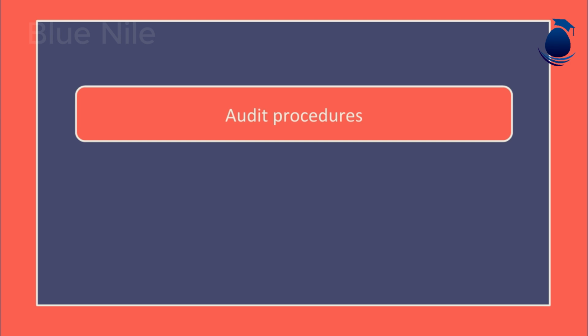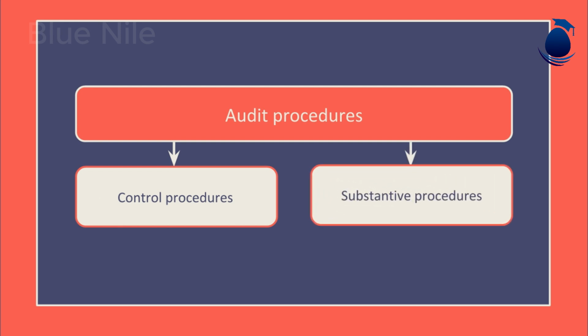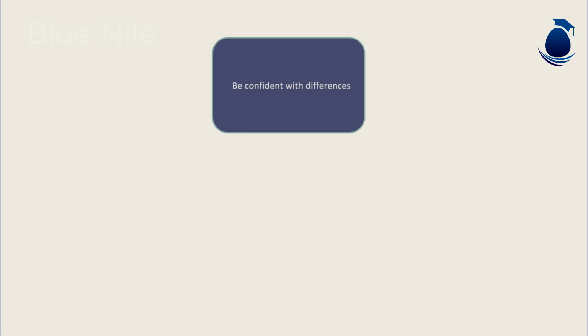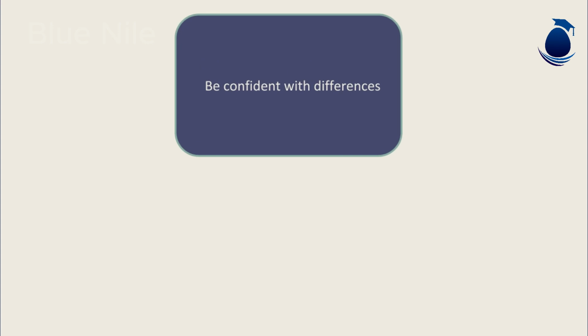The external audit is made up of many audit procedures or audit tests. Each test will gather evidence to help the auditor form an opinion on the financial statements. The two main areas of audit procedures are controls procedures and substantive procedures. There is a clear difference between the two, and to be successful in an exam question, which asks specifically for controls or substantive procedures, you must be confident with the differences.